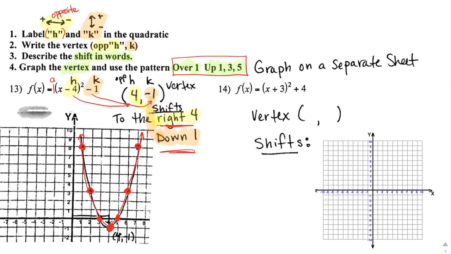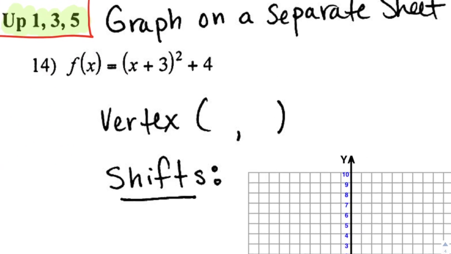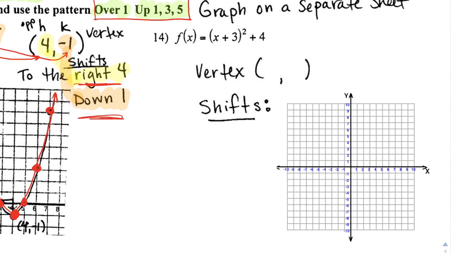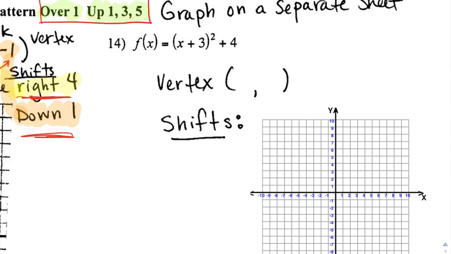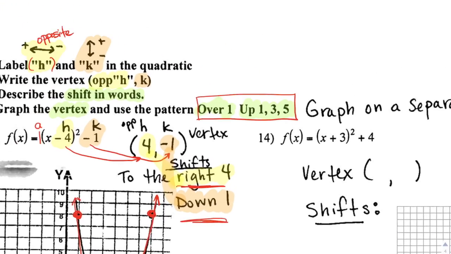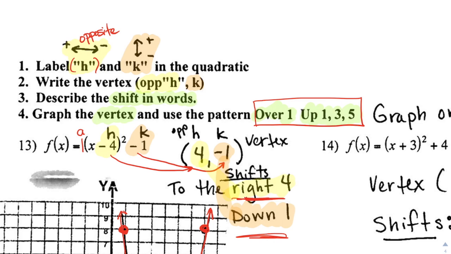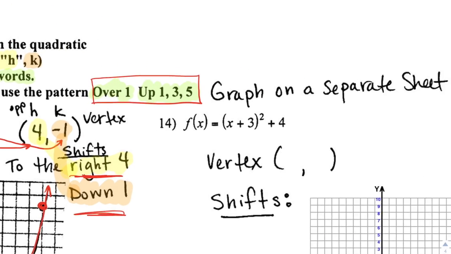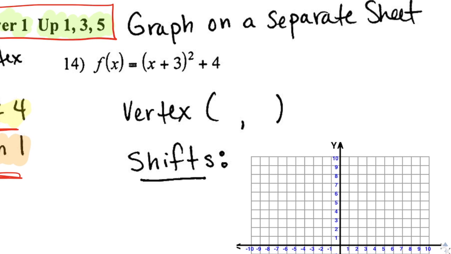All right, so my first step says label H and K, and then write it in the vertex. So here we go. All right, you should have number 14 started if you were here on Friday. And now that we have the graph locked in, I'll just lead you through it. So again, in our directions, it says label H and K, draw in some arrows, and then write the vertex. So that's what we're going to do.